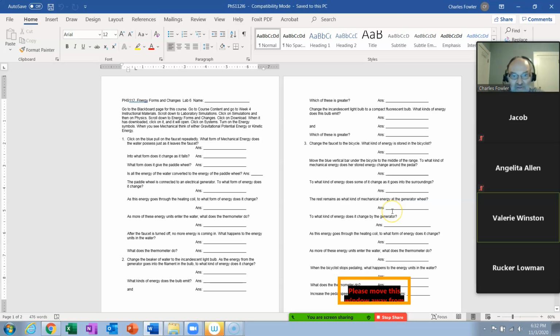To what energy does some of it change as it goes into the surroundings? That was the thermal. The rest remains as what kind of mechanical energy at the generator wheel? And since it was moving, what kind of mechanical? Kinetic. Kinetic, perfect. As that energy goes through the heating coil, what form of energy does it change?